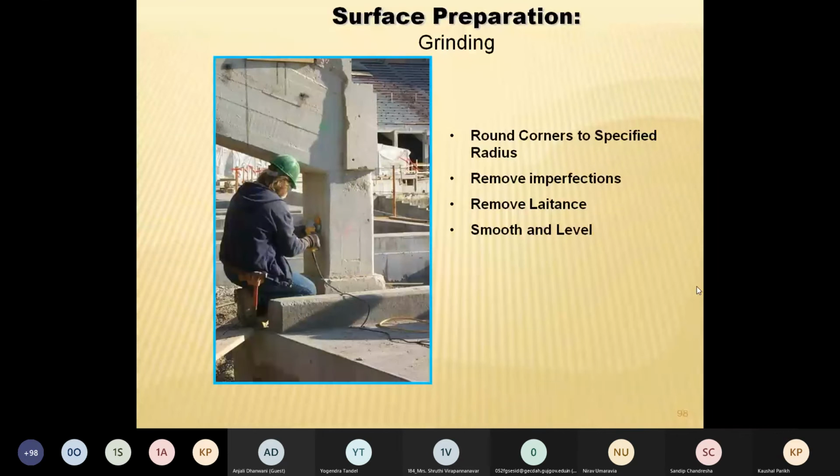Then the grinding of round corners is carried out to a specified radius. Why are the corners rounded? So that stress concentration does not occur when the FRP is applied. Also, there should not be any kind of sharp edge pressing inside the FRP.